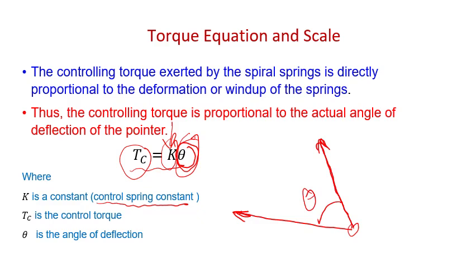Okay, why do we care about this equation? Because the pointer will stop when TC equals the deflection torque. TC means T control, the control torque. When the control torque is equal to the deflection torque, the pointer will stop. The result of that will be theta. So the result of this equation will be theta, generated out of this equation.